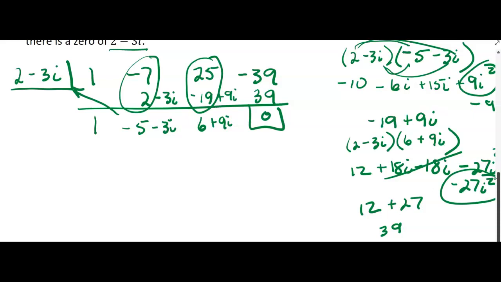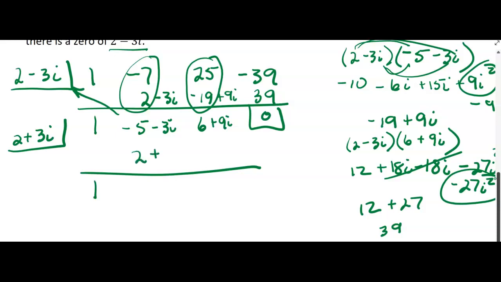Okay, now we're going to do what I was just talking about. If 2 minus 3i is a 0, then the complex conjugate theorem says 2 plus 3i is also a 0. So now don't go back to the original. Start with this stuff you have and just divide. So bring down the 1. You're going to have 2 plus 3i. Those are going to cancel, so you're going to get negative 3.